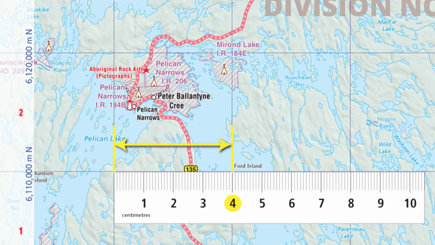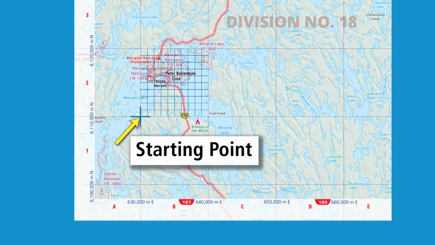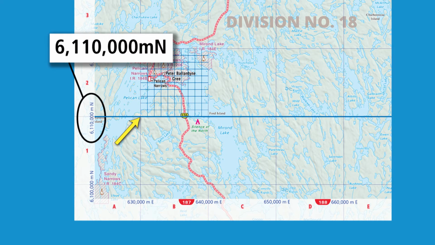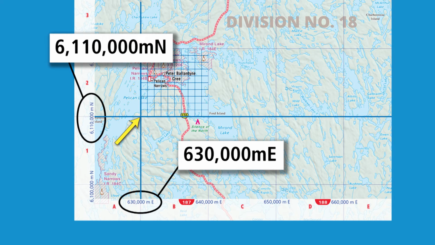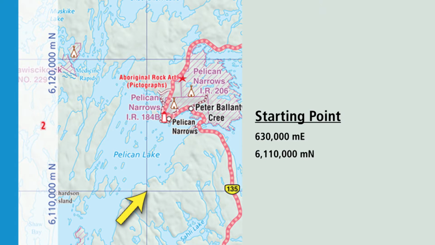Now I'm going to draw my grid sections. Since our grid square measures 4 centimeters across, if we divide that by 10, then we get 4 millimeters. So each section should be 4 millimeters. At the starting point, you'll see that it measures 6,110,000 meters north and 630,000 meters east. To determine our easting and northing values, we have to add 1,000 for every grid square we add to our starting point of 630,000 meters east and 6,110,000 meters north.